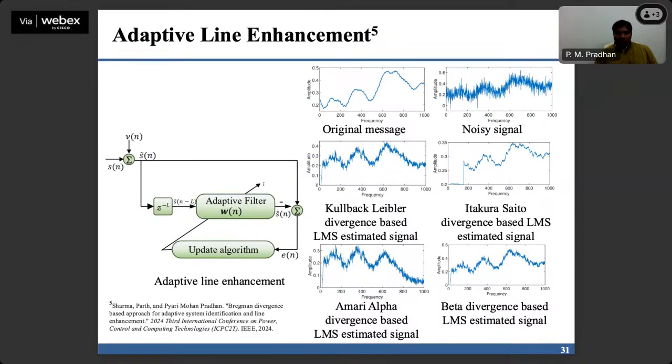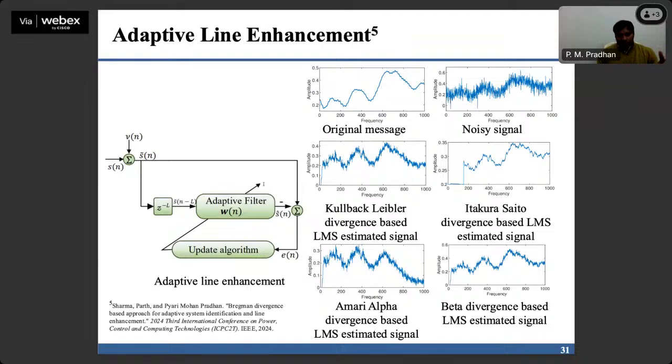Similarly, the third application is adaptive line enhancement, where we would like to enhance the signal which is buried under noise. The noise part is nu of n. So s of n gets added with nu of n, and you have a noisy signal. This noisy signal is used as the desired one, and a delayed noisy signal is passed to the adaptive filter as an input, and we calculate the error and update the adaptive filter weights.